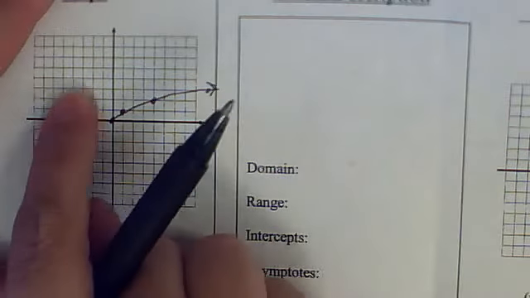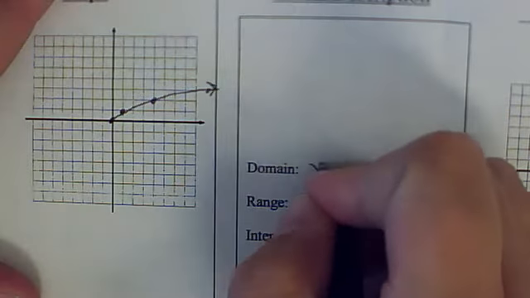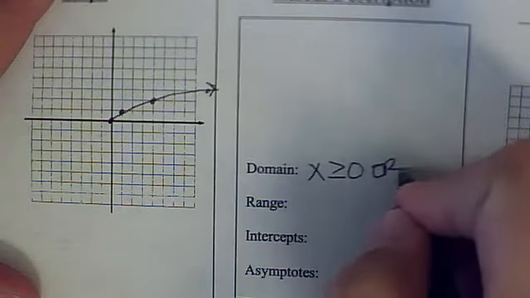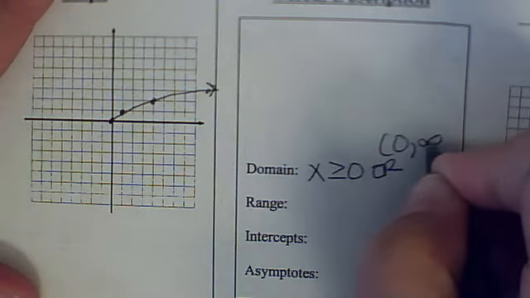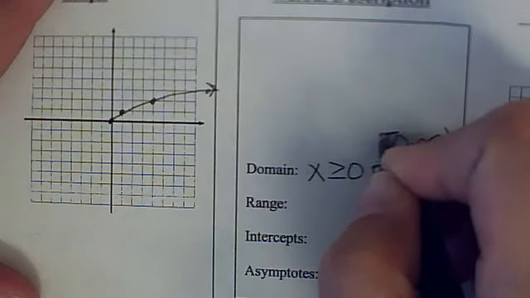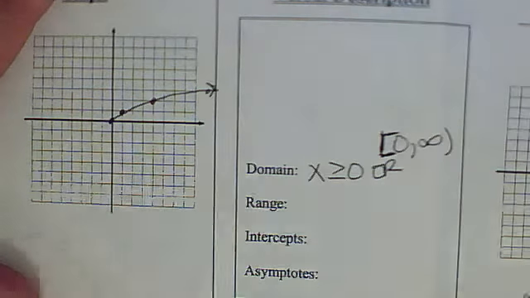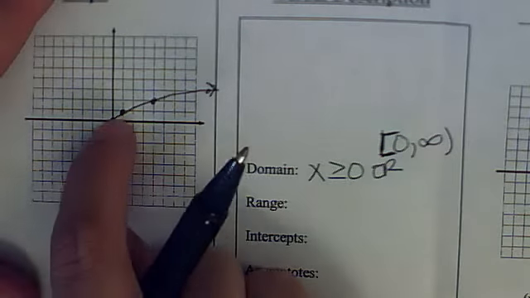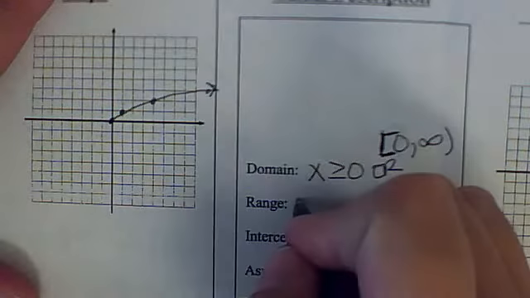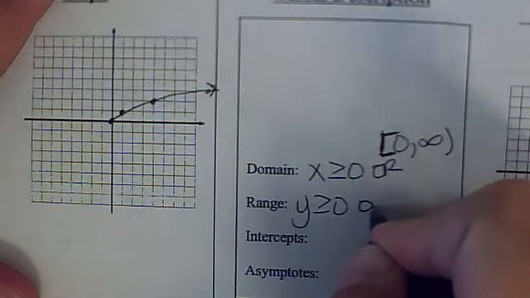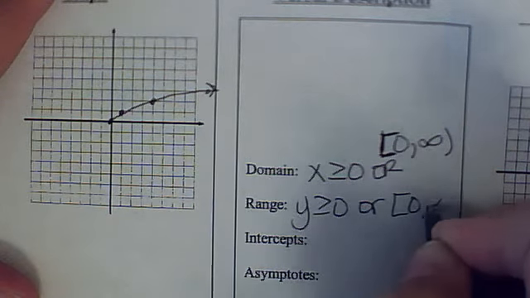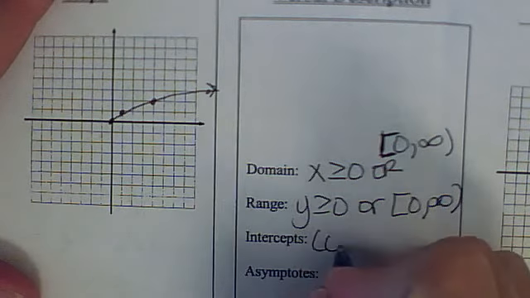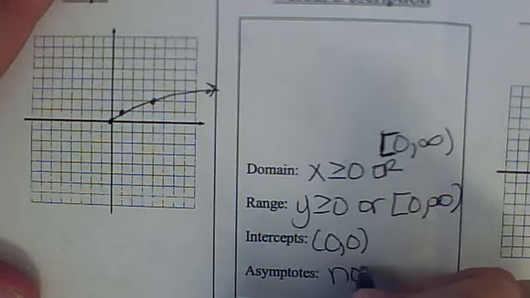The domain can't be the negatives, so we show that as x is greater than or equal to 0, or as an interval, it would be 0 to positive infinity, and that should be a bracket around the 0. The range is the same kind of idea. You can't have a negative here, so it's going to be y is greater than or equal to 0, or 0 to positive infinity. Our intercepts are 0, 0, and there are no asymptotes.